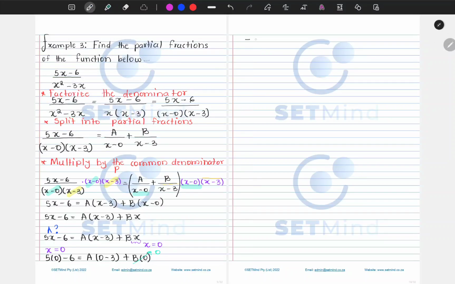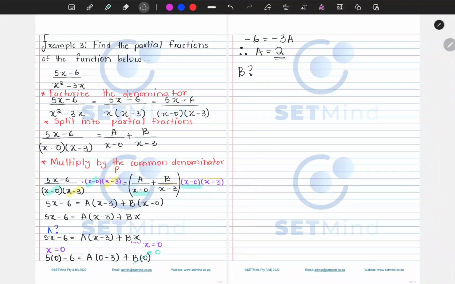And if you look carefully, we are left with negative 6 equals negative 3a. And if you quickly solve for a by dividing both sides by negative 3, you will see that our a is positive 2. Now let's go ahead and figure out what is b.